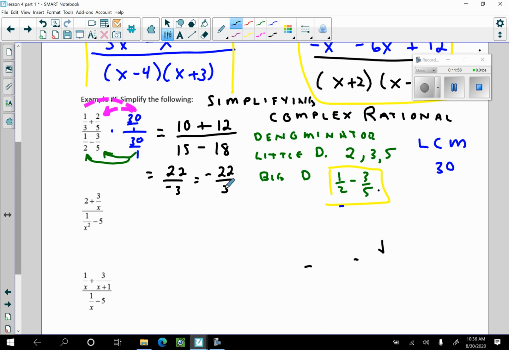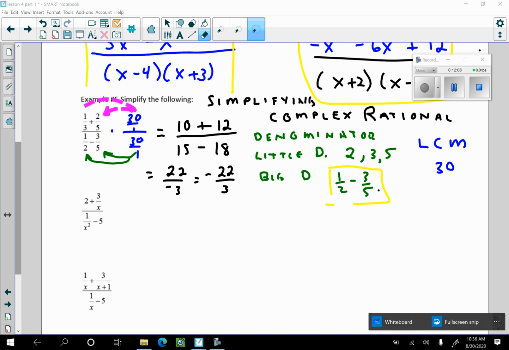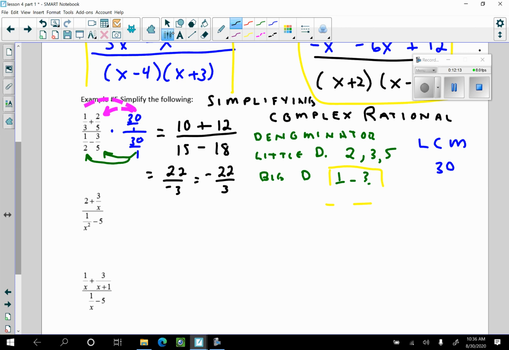There's another method of doing that, adding, multiplying by the reciprocal, but we're not going to use that method. We're going to use this method of multiplying by the least common multiple of the separate denominators. Okay, so let's do example 2 here.